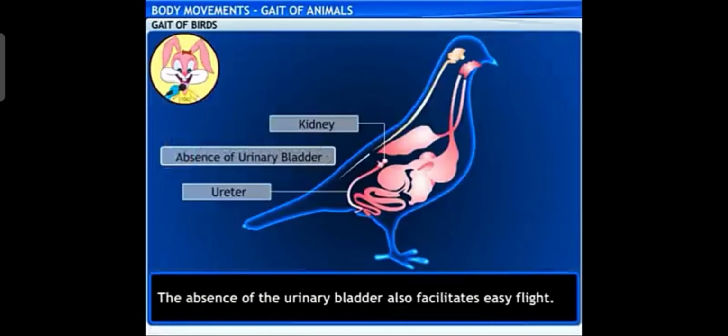And also you can see that inside the bird there are kidneys, ureters, etc., but there is no urinary bladder present inside the bird. So what happens? It helps in flying. The urinary bladder is not present inside the body of the bird so that it can fly very easily.